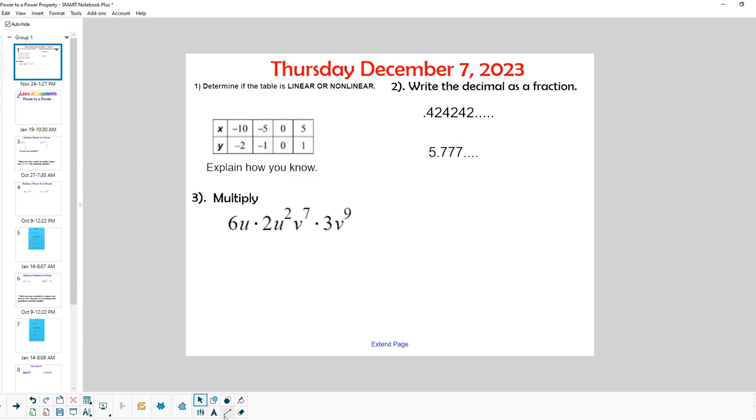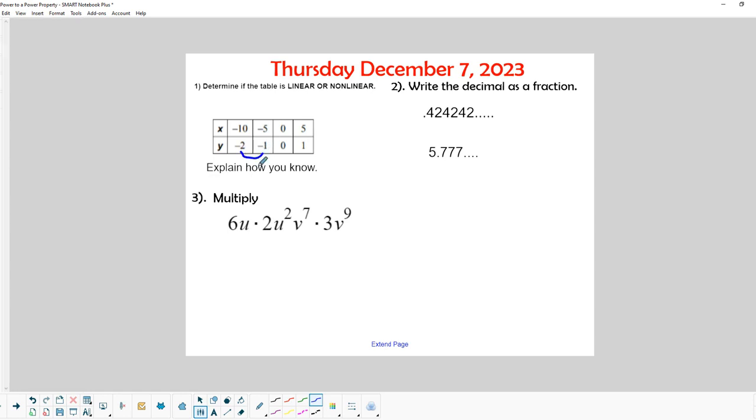To find out if they are linear versus nonlinear, we just have to find out if there's a constant pattern going on here. So in the change in y, we go from -2 to -1. That's an increase of 1. From -1 to 0, that's a bump up of 1. And from 0 to 1, another bump up of 1. So in the y direction, we are going up by 1 each time.